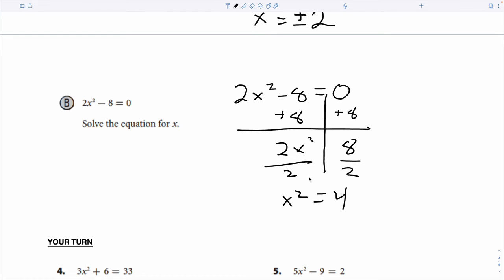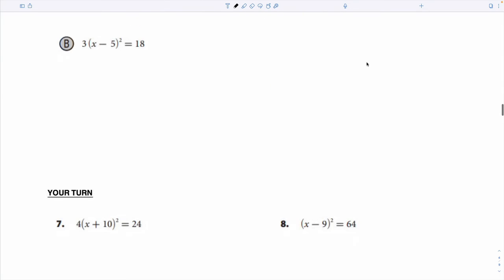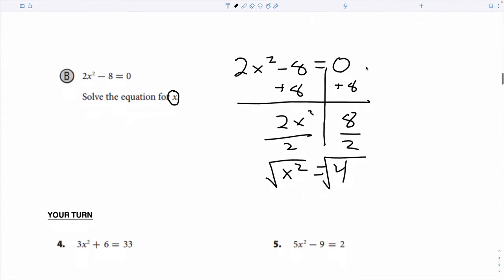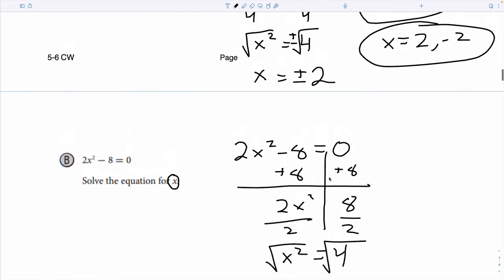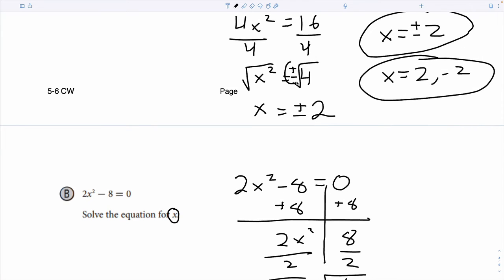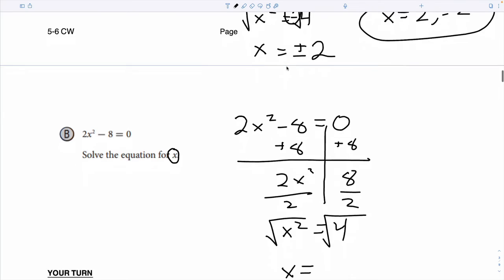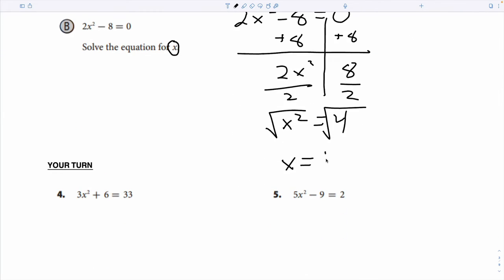Can I stop here and put this as the answer? Why not? We want the option to have x on one side, so I'm going to take the square root. When I take the square root, what happens to the right side? There's two options now. Let's look up at what happened up here. When I took the square root, what did I add? A plus and a minus sign. So the two options are plus and minus 2.